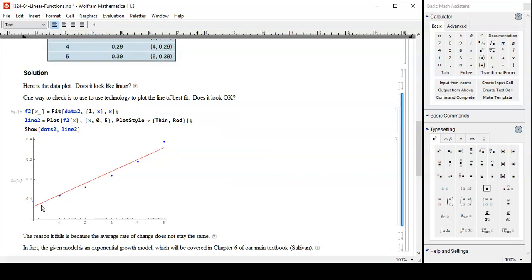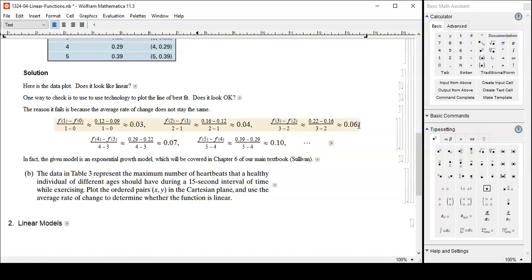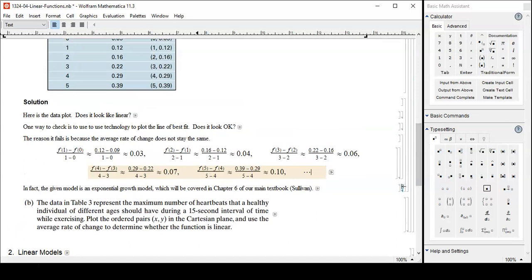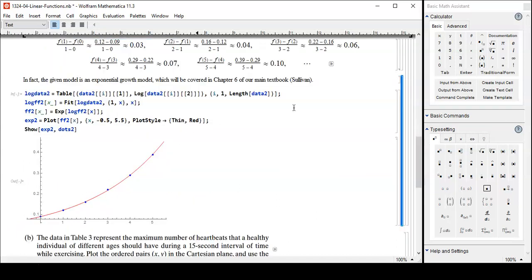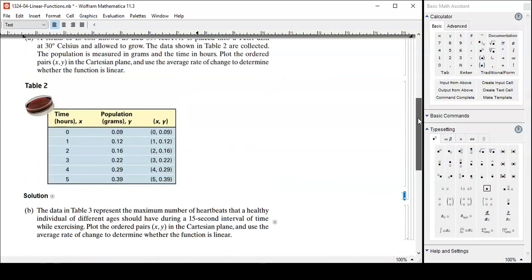Here I use technology to get the line of best fit, and does it look okay? There's some deviation. They don't really look perfect to me. As a matter of fact, if you actually calculate rise over run for each interval, as you can see, they're all different. Slope should be the same for a line, but they're all different. So it's not linear. As a matter of fact, it turns out it's an exponential model, but that's something we're going to discuss in the latter half of the course.